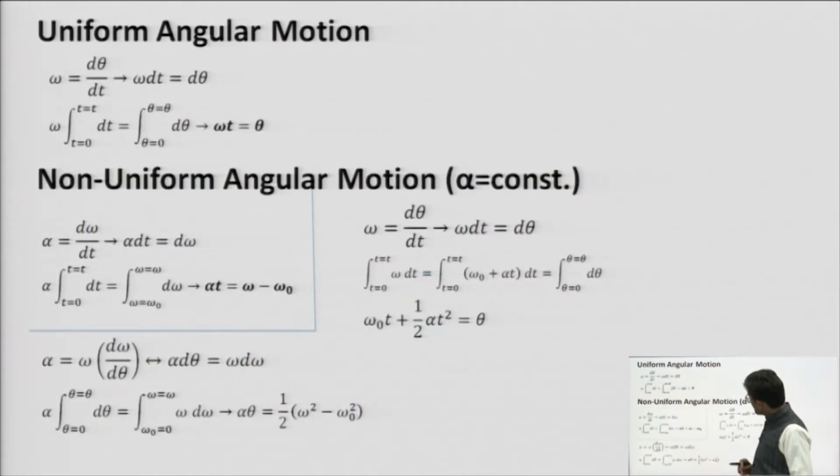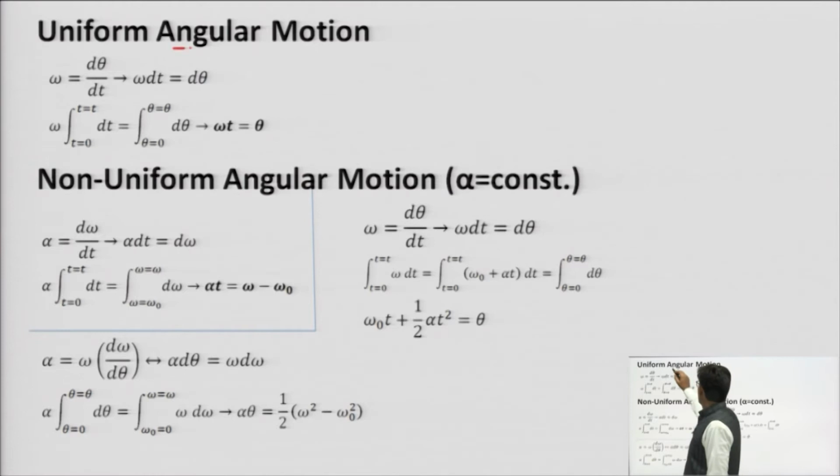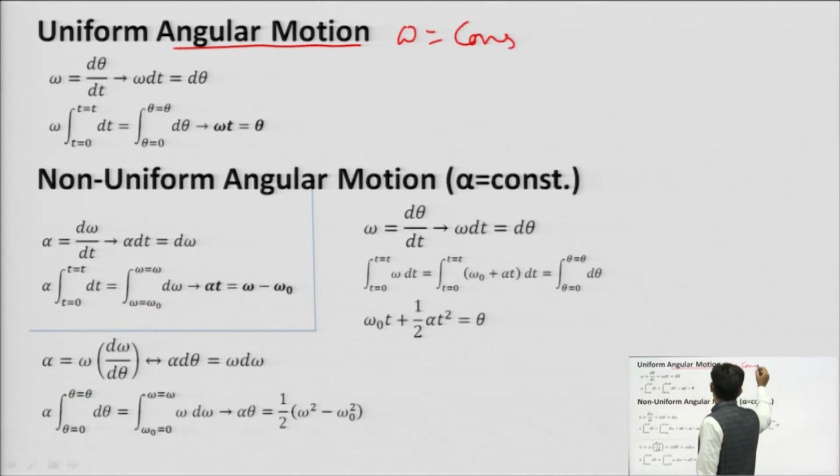So, let us derive the equations of rotation. As we did in linear motion, we can derive different equations in the same manner. For uniform angular motion, omega is constant, which means alpha is equal to 0.